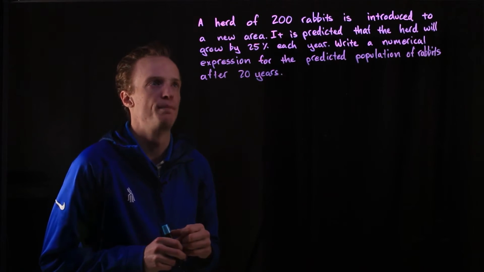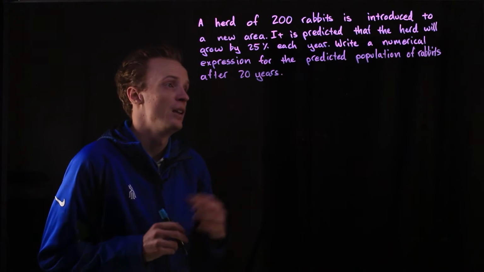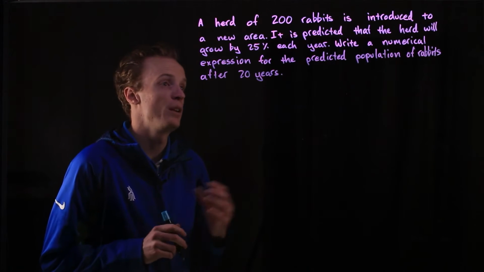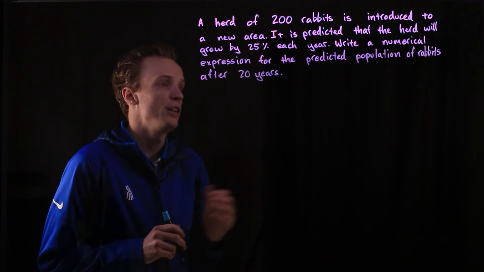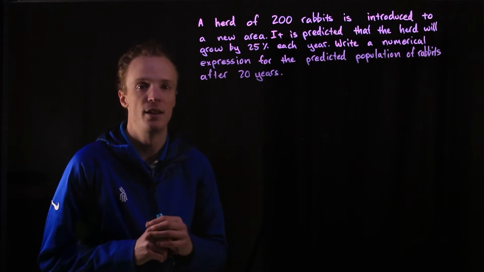So let's take a look at this question. A herd of 200 rabbits is introduced to a new area. It is predicted that the herd will grow by 25% each year. Write a numerical expression for the predicted population of rabbits after 20 years.